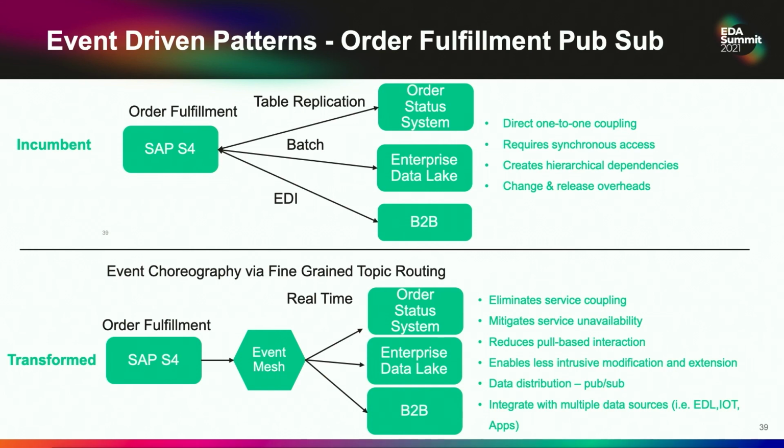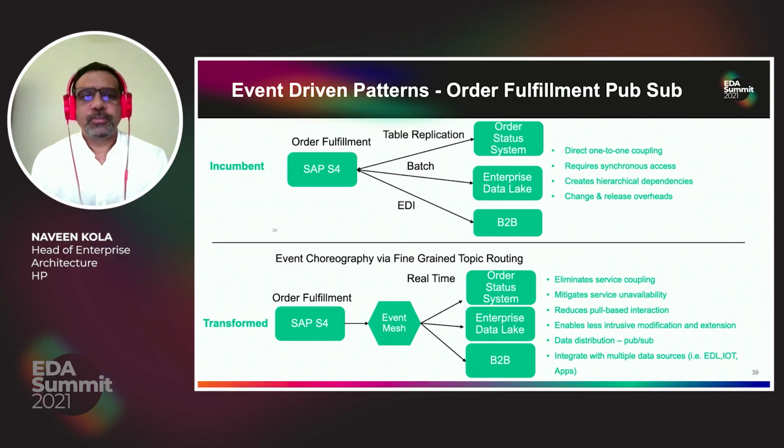Now we have changed that to Eventmesh, where an order shipment status is published to Eventmesh, and that basically transmits that to all the systems that are listening to that event at the same time. Obviously, it enables faster turnaround times in terms of change, but also it eliminates the tight coupling that we used to have in the past.